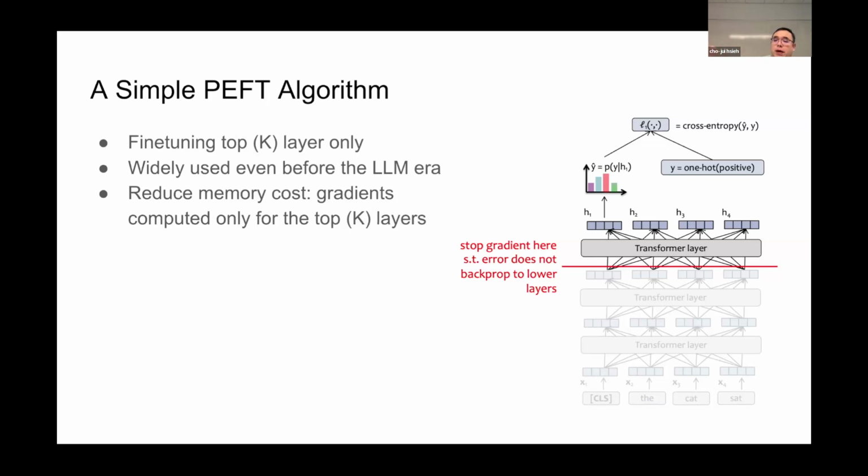If you're familiar with backpropagation, then you forward propagate to the loss, and then you only need to backprop to here. For the rest of the parts, you don't need to maintain any information in those parameters. So the memory requirement will reduce from the whole thing to just the top K layers.